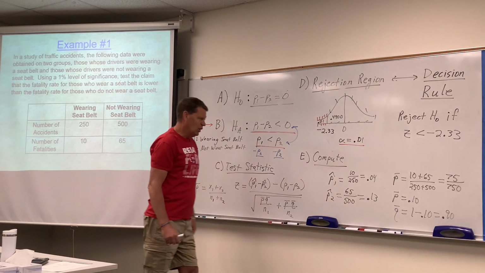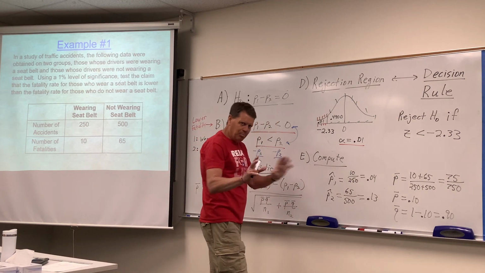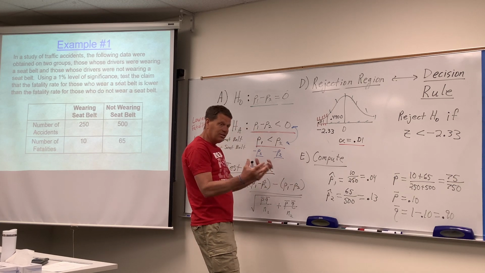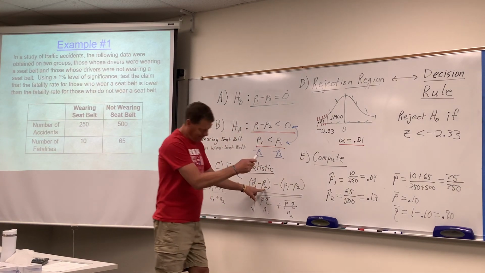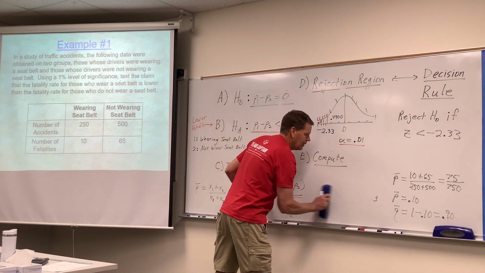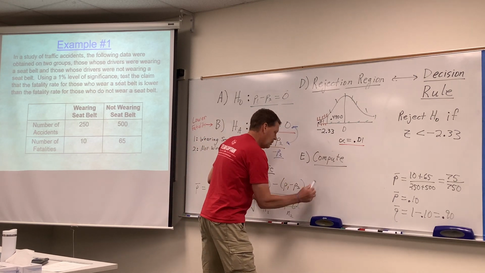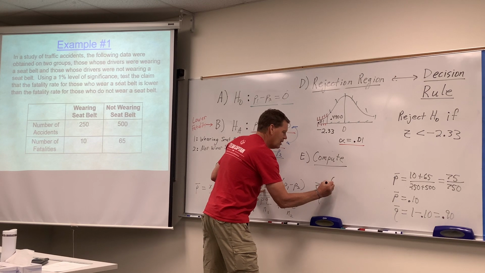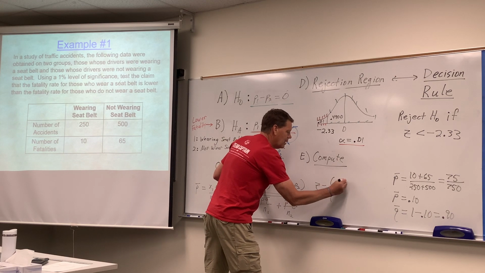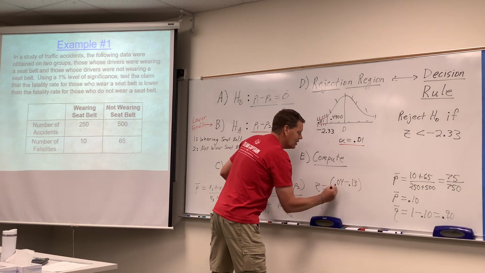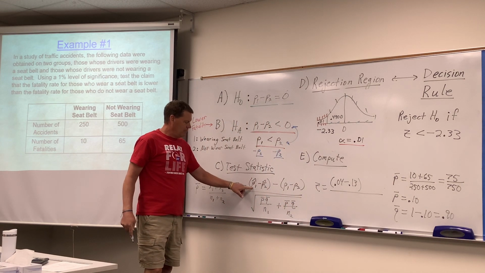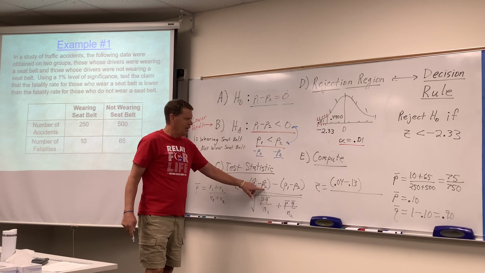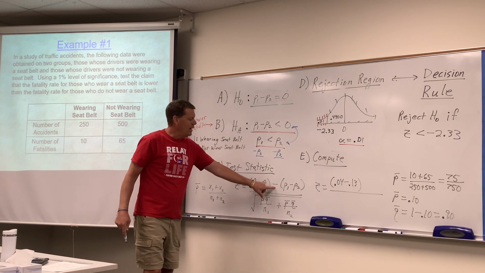All right, so hit pause, write them down. I got to erase to make room. That's 4%, that's 13%. Whew, I was nervous I was going to forget those. All right, that was the percentage from our sample data of people that wore seat belts. That's the percentage in our sample data. People did not. All right, now minus.